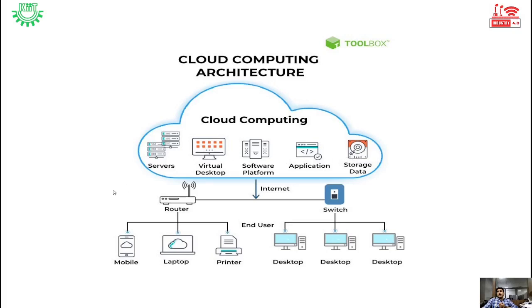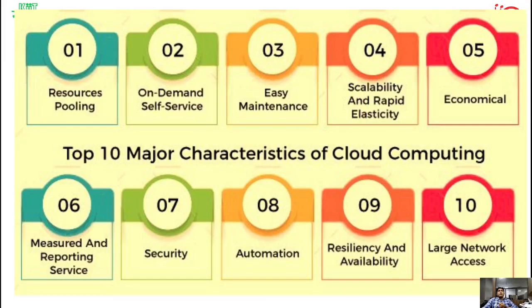All these things are available. This is a simple architecture of cloud computing. So these are some of the characteristics of cloud computing, the top major characteristics. One is resource pooling. A lot of people can access these resources on demand also. So maintenance is easy. If a node fails, your cloud service provider will just replace it. You don't have to worry about it.